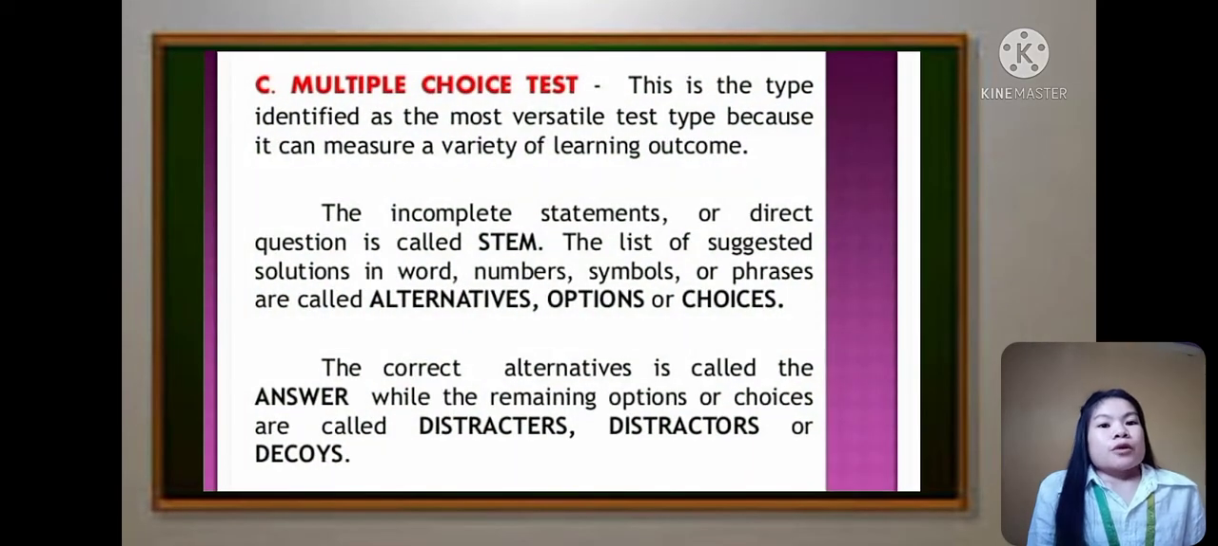Letter C, multiple choice test. This is the type of test identified as the most versatile test type because it can measure a variety of learning outcomes. The incomplete statement or direct question is called the stem.